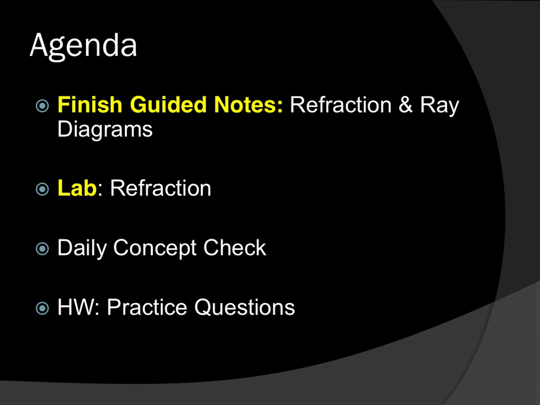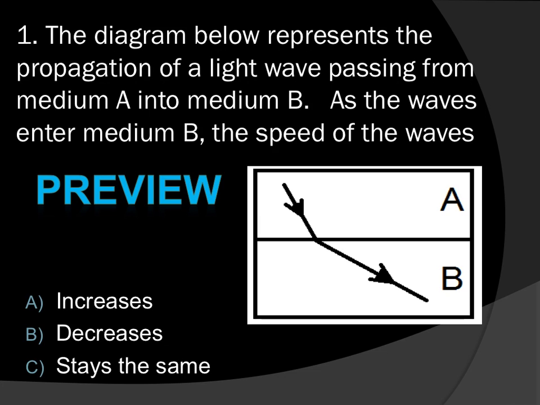We are going to have a concept check over this material, but it's not going to be today, so I will show you the preview. After we get the preview, we'll go on from that point. And here we go. The diagram below represents the propagation of a light wave passing from medium A into medium B. As the waves enter medium B, the speed of the waves what?